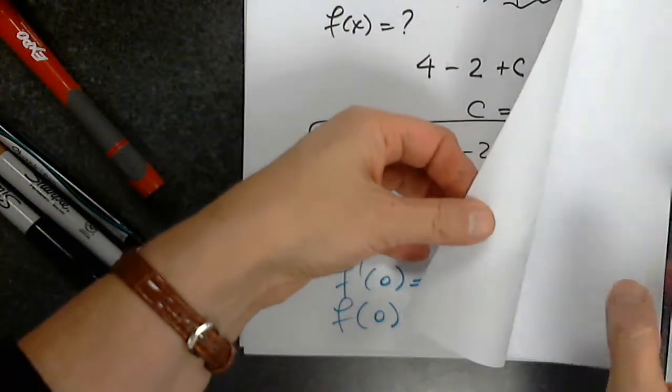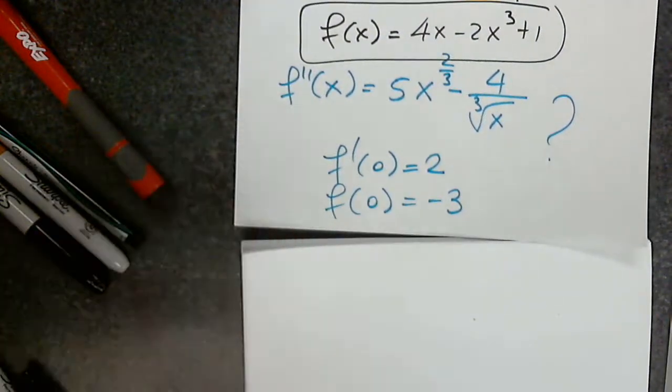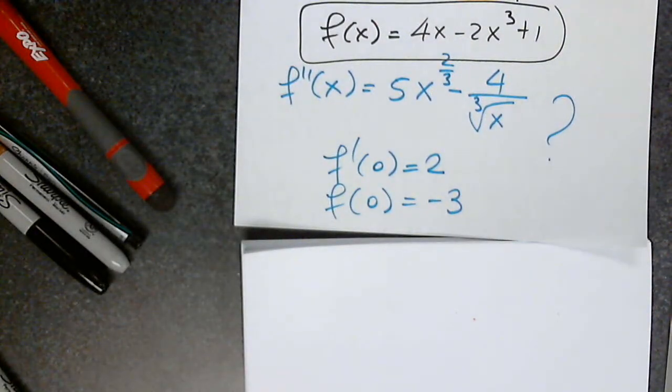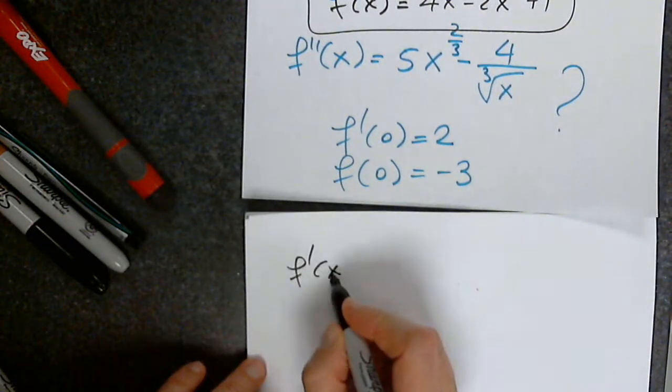So what do I have to find first? First derivative. Exactly. Because I'm given the second derivative, I have to go backwards to the first derivative, and then I can go even more backwards, right, to the function. Good. So let's find the first derivative.